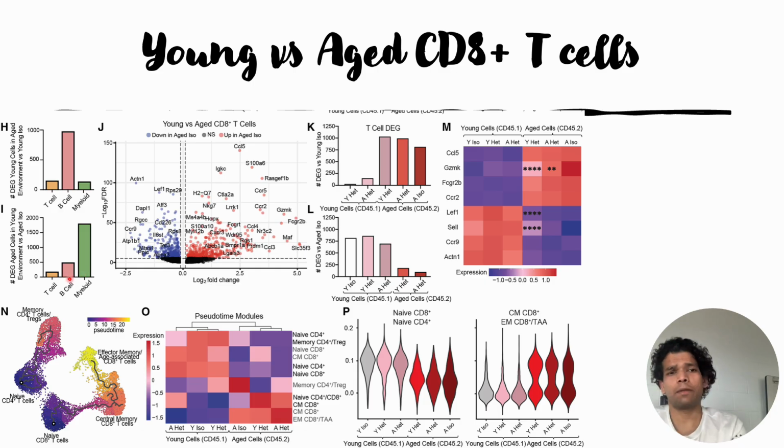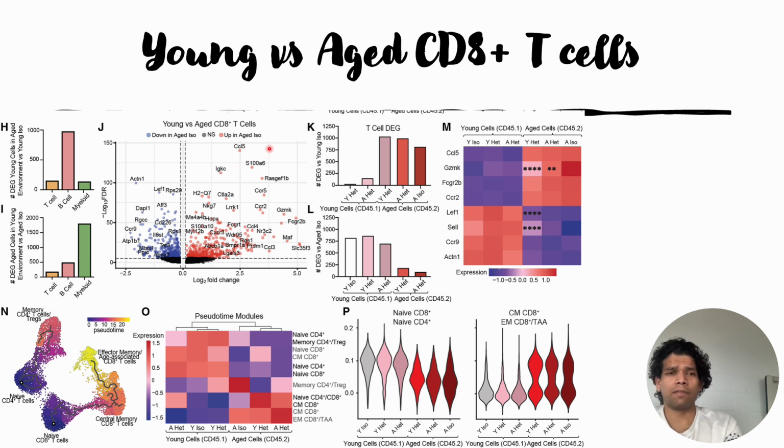So there is a difference in the B cells and the myeloid cells between the young environment and the aged environment, whereas not so much difference in the T cells. And when they go deeper into these differentially expressed genes, they see that almost a similar number of genes are upregulated and downregulated in the young CD8 plus T cells versus aged CD8 plus T cells.